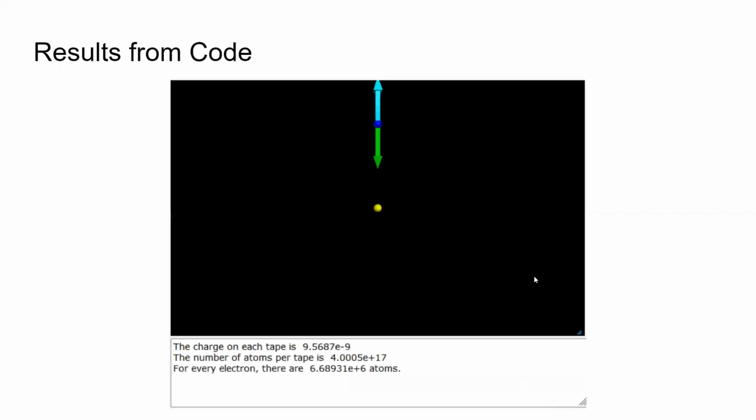And so these were the results from the code. This is the model. This was the force from tape A, which is the electric force, and this is the gravitational force that was acting on tape B. And these were the results of the calculations, which match the ones from the experiment.